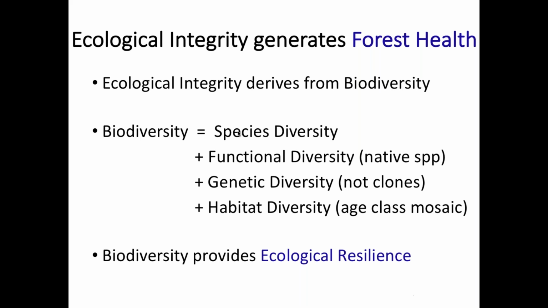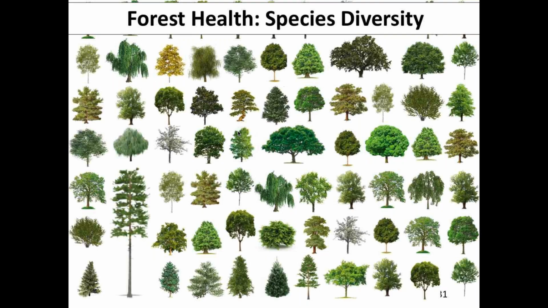So coming back to ecological integrity, to me it generates forest health, it derives from diversity, but diversity is not only species diversity, but those functional, foundational native tree species, genetic diversity that aren't clones, and of course habitat diversity, age class mosaic, which again for a forester is really important that it be sustained or maintained. And if you get this biodiversity, you will have ecological resilience, which is what we're after in the long run.